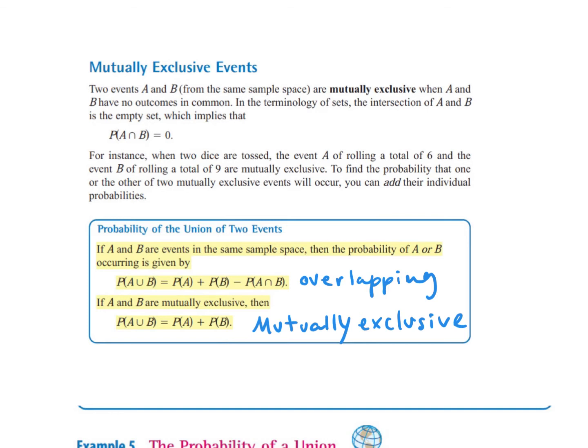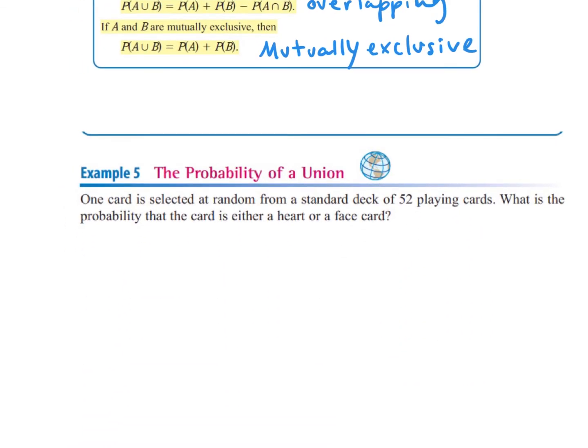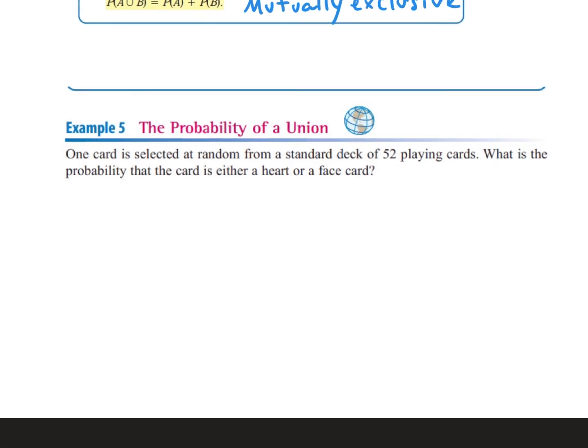So these are two different types of probability, which doesn't really make a lot of sense in the formula here, but we'll do an example and you'll see what this means. So let's look at example 5. One card is selected at random from a standard deck of 52 playing cards. What is the probability that the card is either a heart or a face card?